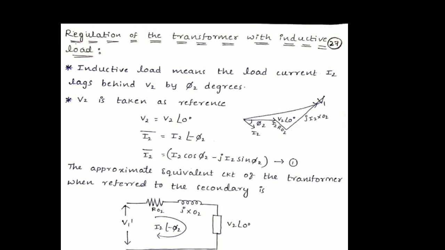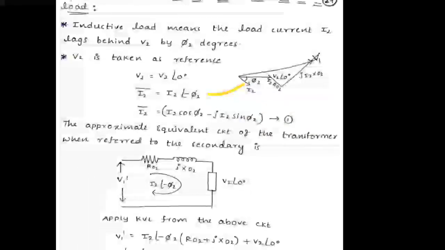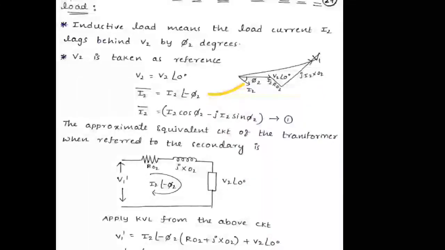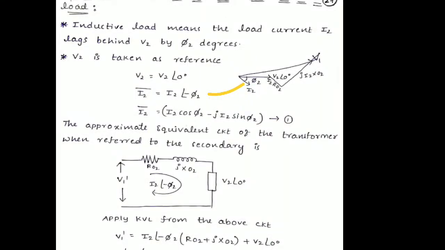We know that if the load is inductive, then definitely the current lags the voltage by some angle. So if you consider V2 at an angle 0 as the reference, then definitely I2 is at an angle minus phi 2, the current passing through the load. So I2 can be written as I2 at an angle minus phi 2. See, this is the equation. Now in trigonometric form we can write it as I2 cos phi 2 minus j I2 sin phi 2. If you observe here, this is I2 cos phi 2 minus j I2 sin phi 2.